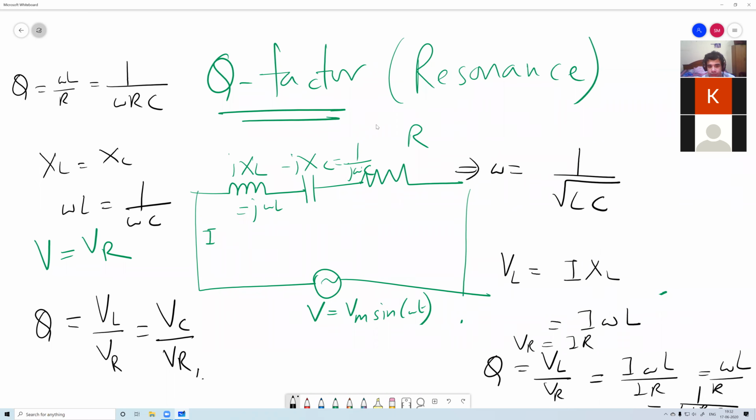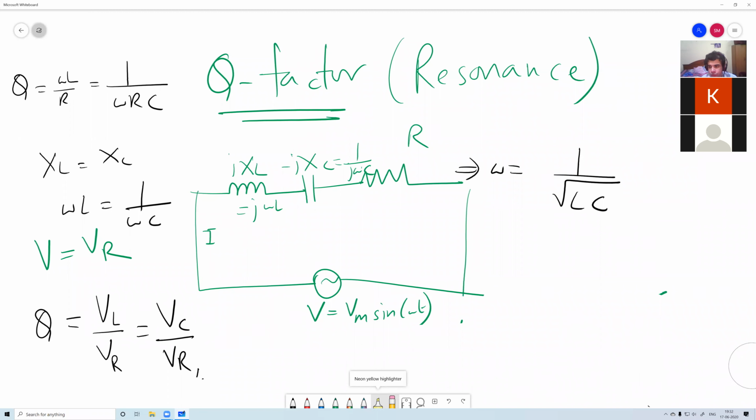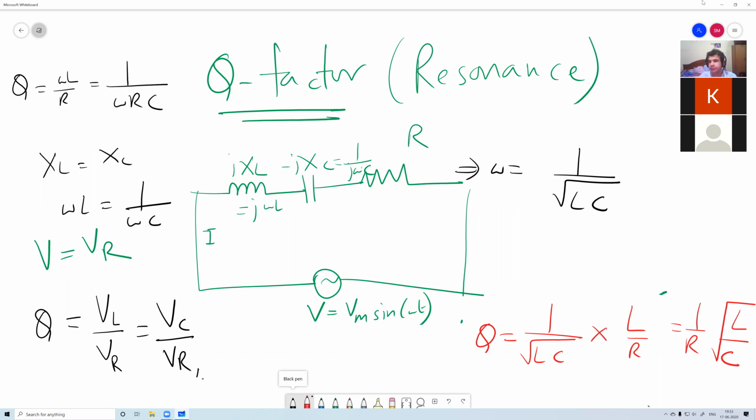So the resonance frequency for a given circuit is omega is equal to 1 by square root of LC. So we can now replace this omega in the Q expression. So Q is equal to 1 by square root of LC times L by R. That is 1 by R under square root of L by C. Is it okay? This is the expression of Q in a series RLC resonance circuit.